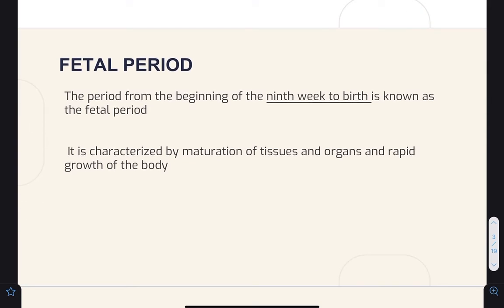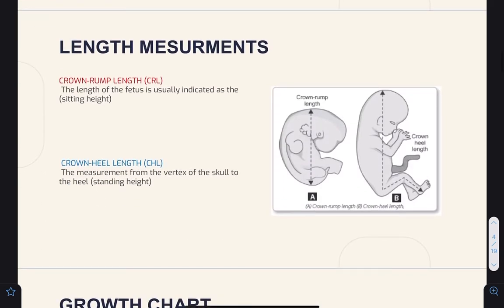So the fetal period begins at the 9th week and ends at birth. It's characterized by maturation of tissue and organs and rapid growth of the body. عندنا مقياسين أساسيين نستخدمهم عشان نقيس حجم الفيتس. The first one is the crown heel length. Now this one is not very commonly used لأنه راح نقيس from the vertex of the skull until the heel of the foot. And as you may already know, the heel of the foot is not well developed until the final trimester. So for most of the fetal life, هذا المقياس absolutely useless.